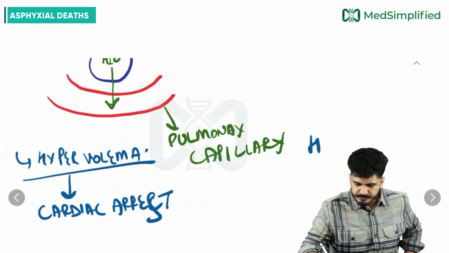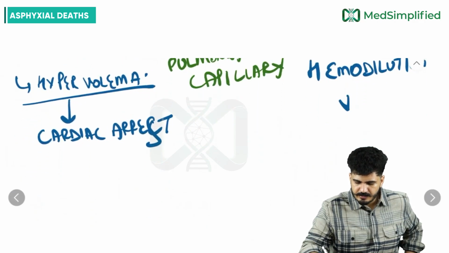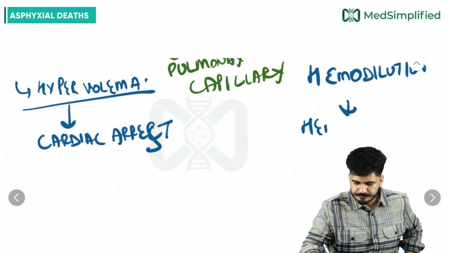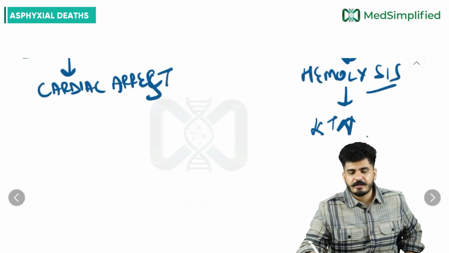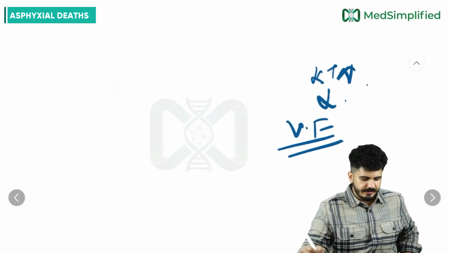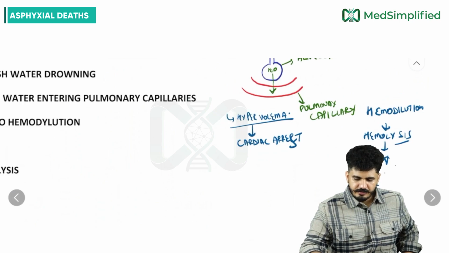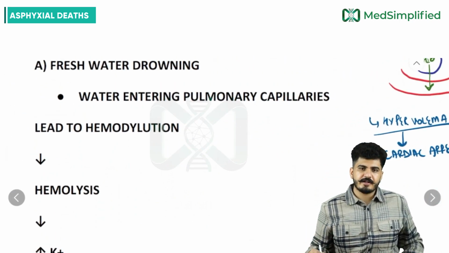Because of hemodilution, there will be hemolysis. Because of hemolysis, potassium will increase. There will be ventricular fibrillation. So these are the two things you need to remember here. So what is happening in the freshwater drowning?